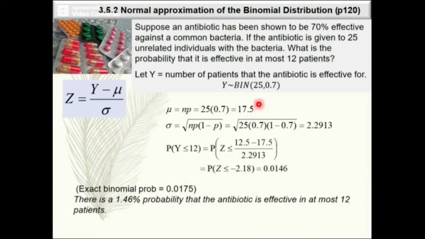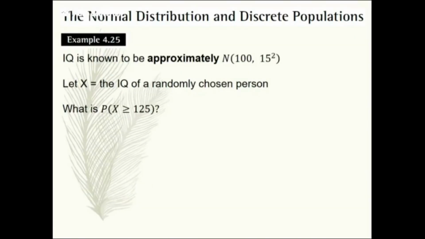This one you could have found in the tables because it is 25, but if it was anything bigger than that, there's no tables for that. So in other words, you could have interpreted this final answer as 1.46%. So that converted as a percentage is 1.46%. You'd say there's a 1.46% probability that the antibiotic is effective in at most 12 patients.